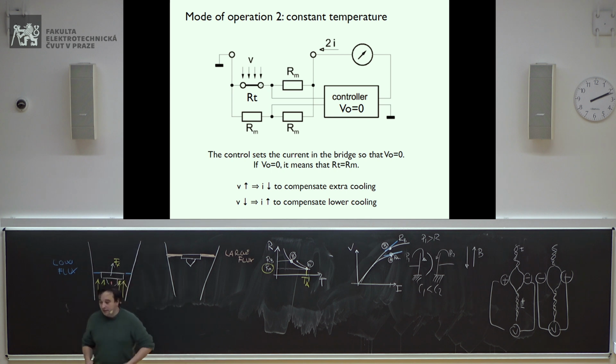On the other way, if there is a lower stream, then I have to reduce the current, because now the cooling is lower. So I reduce the current so that again I have less cooling, fine, but also less current. So at the end of the day, I have the same temperature at the sensor. Okay.